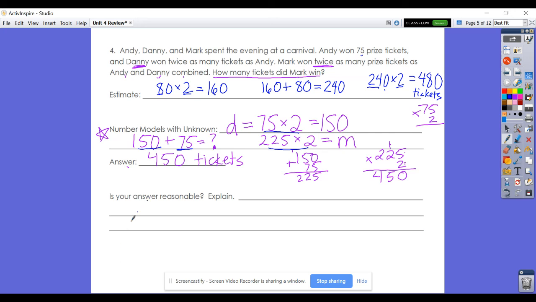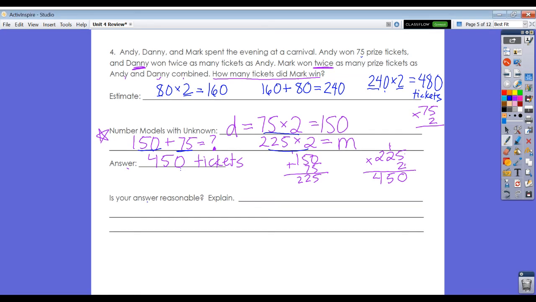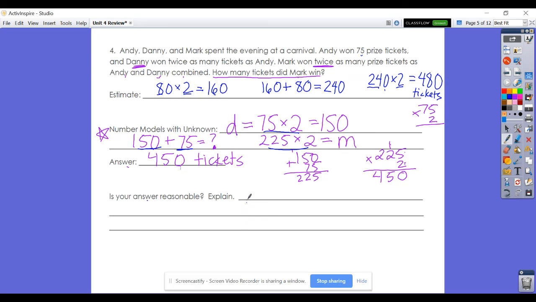Now my most important step, think, does my answer make sense? Or in other words, is this answer reasonable? If my estimate was 480 tickets and my actual was 450, yes, those are pretty close together, so I know it makes sense. So you could say for this one, yes, and then your explanation is because my answer is close to my estimate.